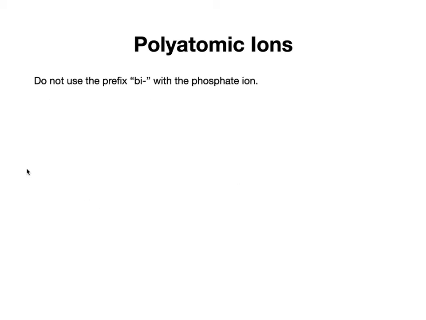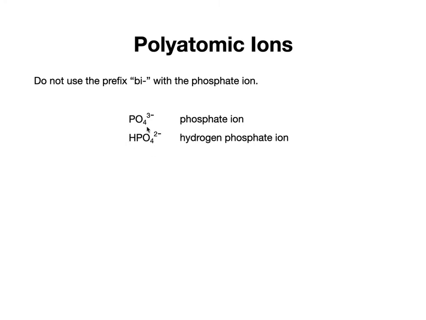Now, we typically do not use the prefix bi with the phosphate ion, and the reason for that, class, is because we can add more than one hydrogen ion to this. If we add a single hydrogen ion, we put a hydrogen in the front, we add one to the charge, we call this the hydrogen phosphate ion. We don't call it the biphosphate ion. We call it the hydrogen phosphate ion.